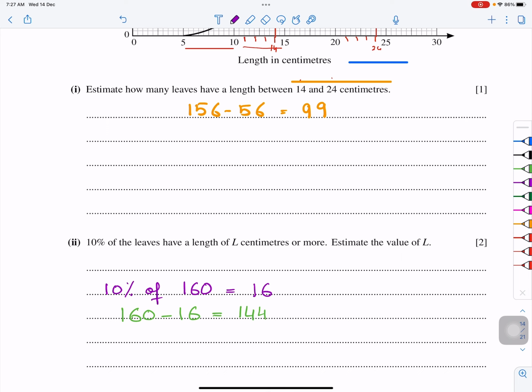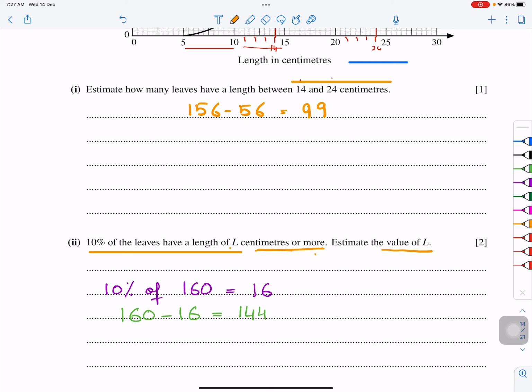Next question is about 10% of the leaves have length L centimeter or more. So first of all, I need to find out what 10% is representing, how many leaves it is representing. And then I will find out the value of L, right? I will find out the length of those leaves which are 10% and have a length L centimeter or more.